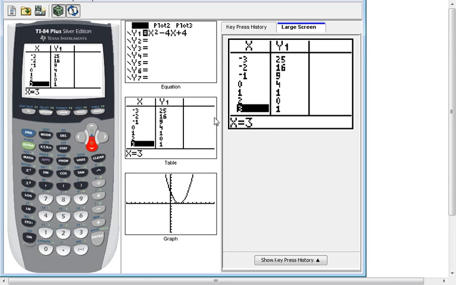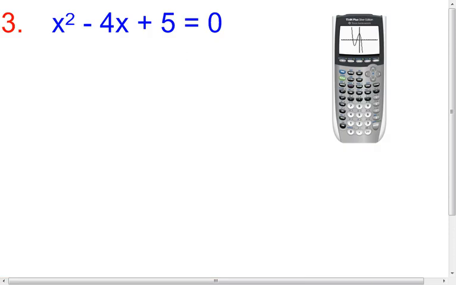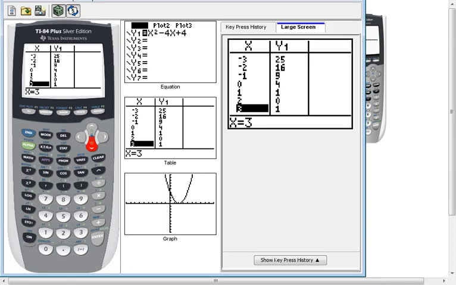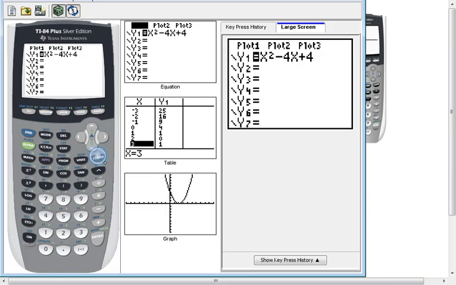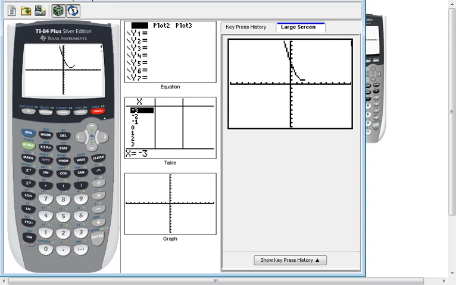Okay? Here's another situation. X squared minus 4x plus 5. So if I put that in, I'm going to press y equals x squared minus 4x plus 5. Okay? And I hit graph. Now this is what my parabola looks like. And again, I would know it's a parabola because it's an x squared. The number in front of that x squared is positive, so I would know it opens up. However, in this case, the parabola does not cross the x-axis at all.